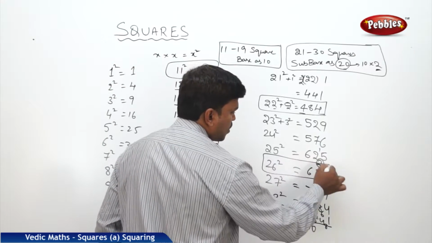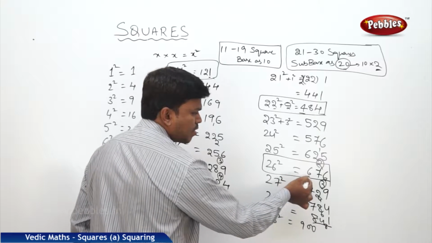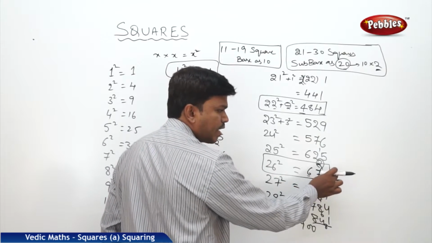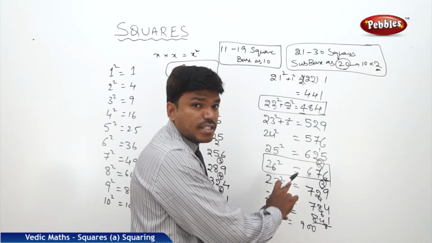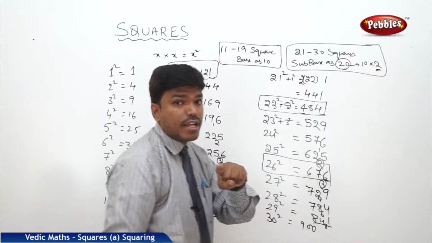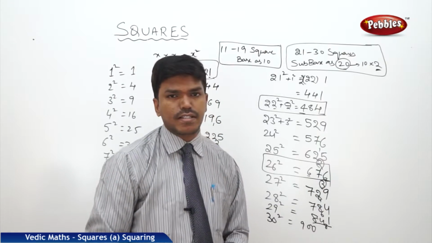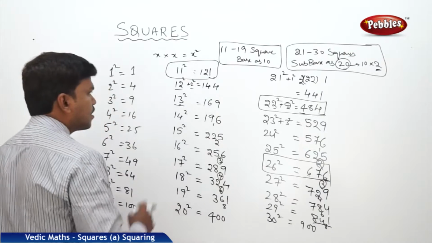And the same logic, 26 square. Just write 6 and 6. See, since there is 6 here, you will also get 6 at the end. So first digit 6, last digit 6. Increase 1 and put in between. So 676.